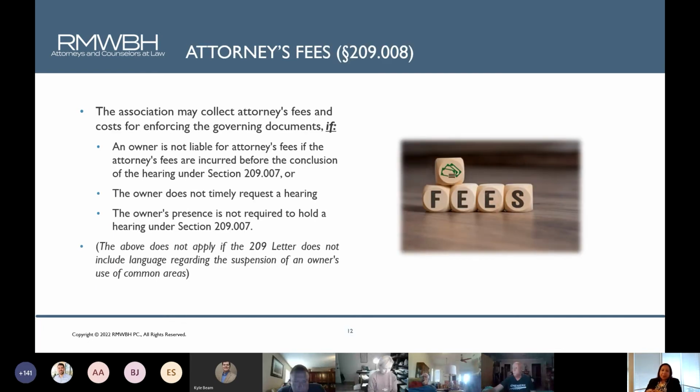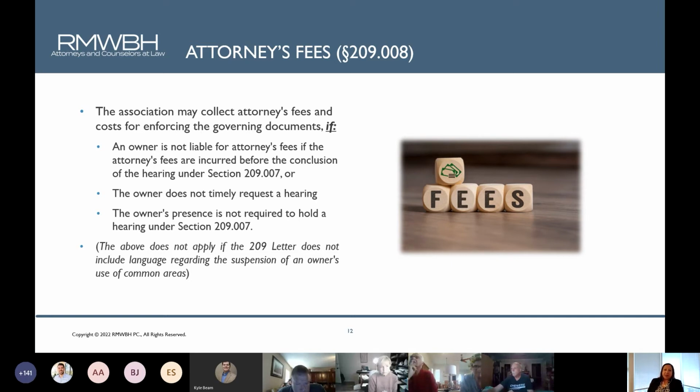One of the most important parts, again, for this 209 letter is the association's ability to collect attorney's fees. And again, I'll remind you guys, you can't collect attorney's fees if you don't send this 209 letter. And we know that attorney's fees are tough, right? I get it that they're expensive, and it's hard to, at the very least, be out attorney's fees and then wait for the homeowner to reimburse the association.